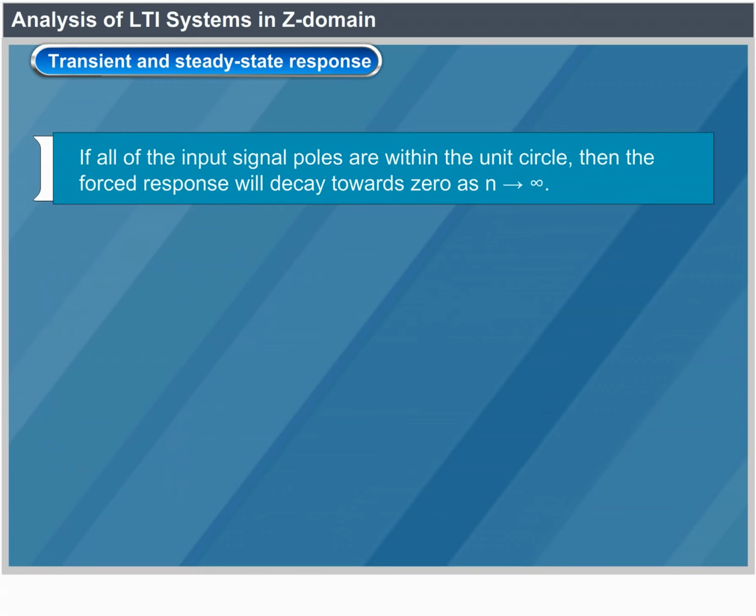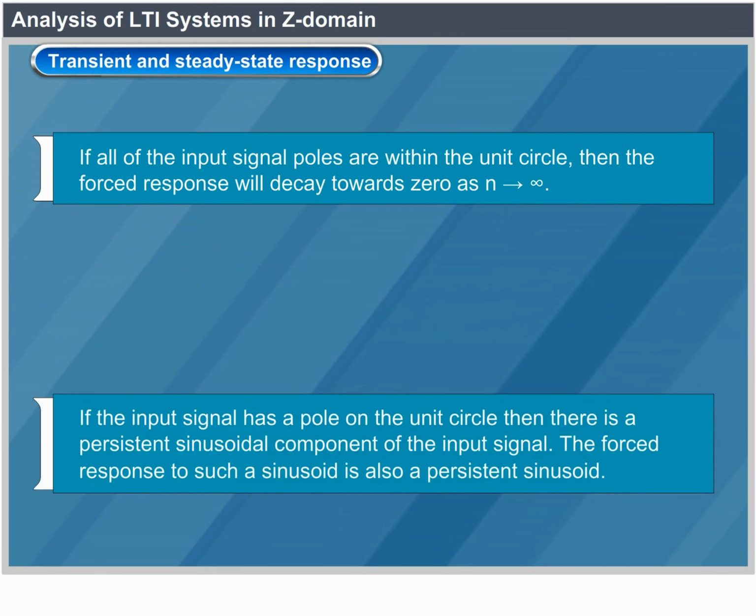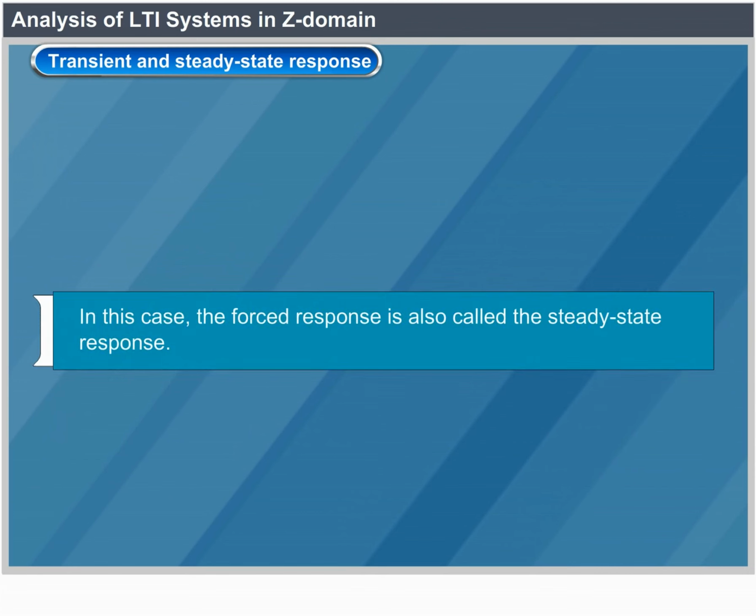If all of the input signal poles are within the unit circle, then the forced response will decay towards 0 as n tends to infinity. If the input signal has a pole on the unit circle, then there is a persistent sinusoidal component of the input signal. The forced response to such a sinusoid is also a persistent sinusoid. In this case, the forced response is also called the steady state response.